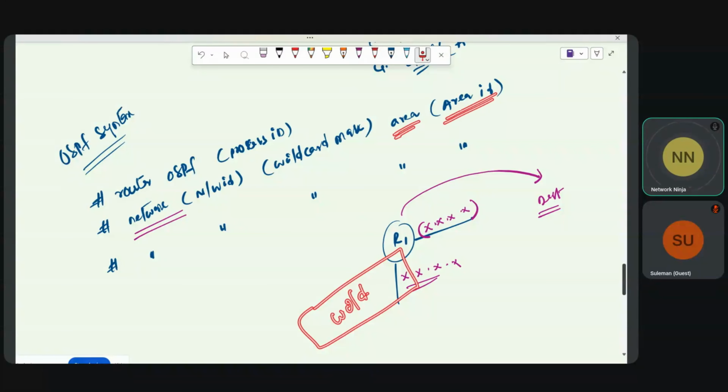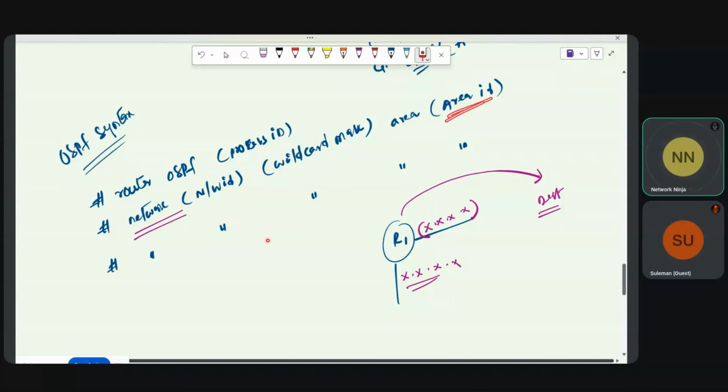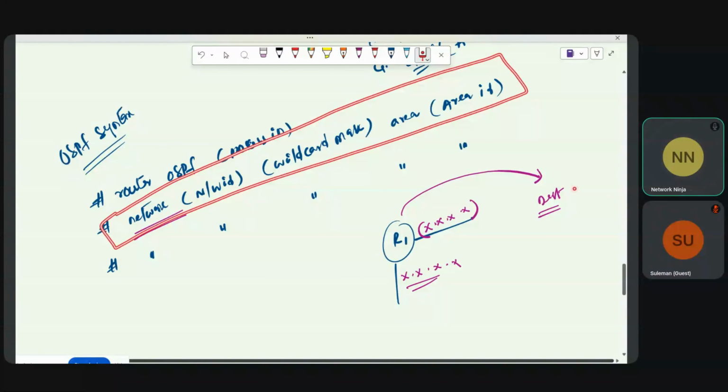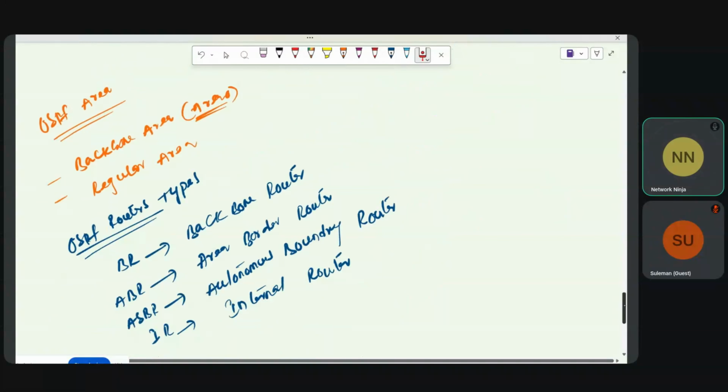To form the neighborship, both the connected interfaces should be in the same network. So however many networks you have, that many times you need to repeat this particular command: network, network ID, and the wildcard mask. Then we discussed the OSPF areas concept. In OSPF we have a backbone area and regular areas. Every router that belongs to a regular area has to connect with the backbone area to form the neighborship.